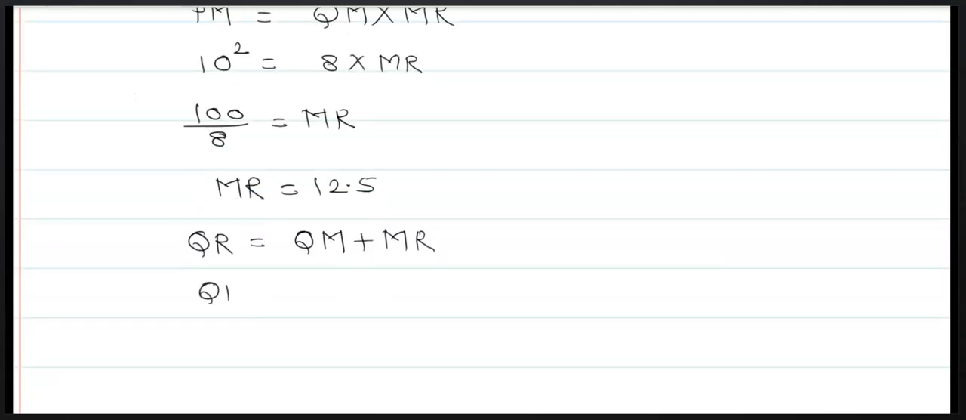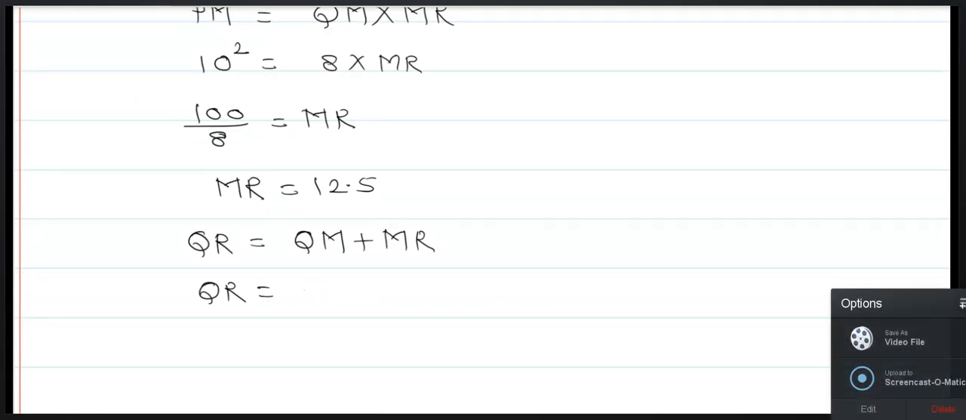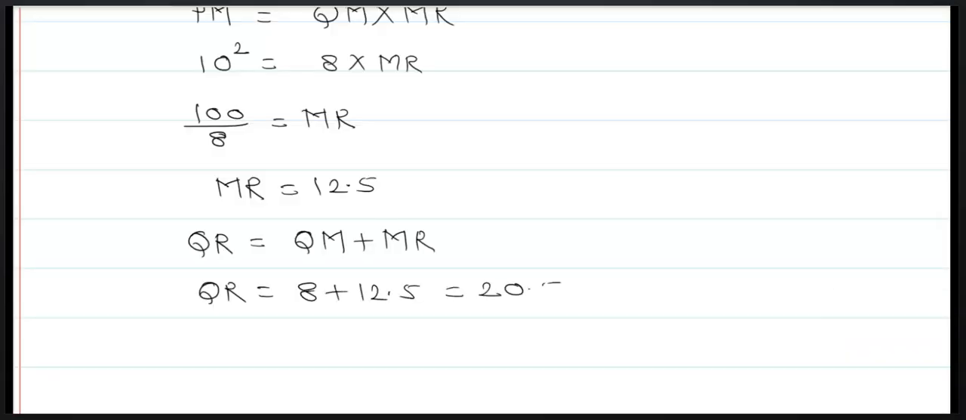QR is equal to QM plus MR, that is 8 plus 12.5, which is equal to 20.5. Therefore, QR is equal to 20.5.